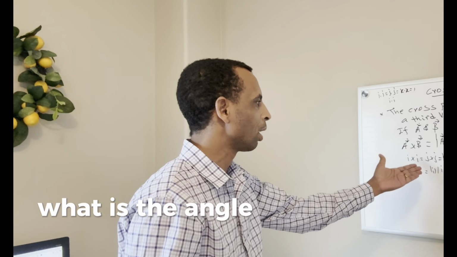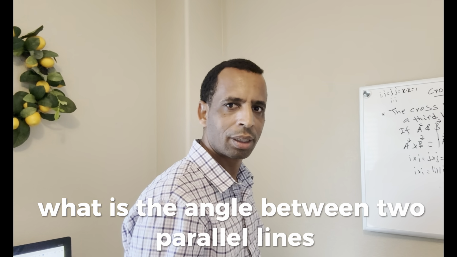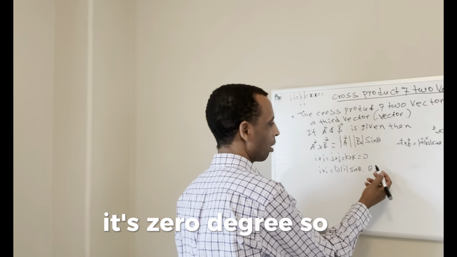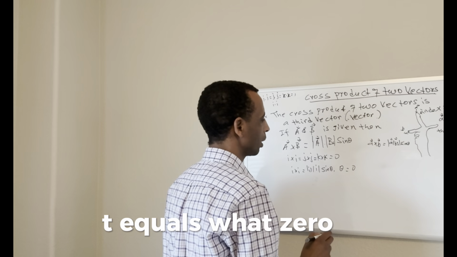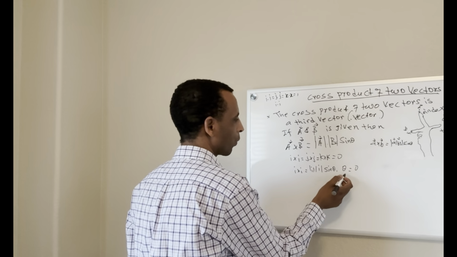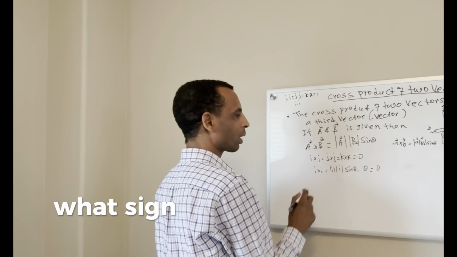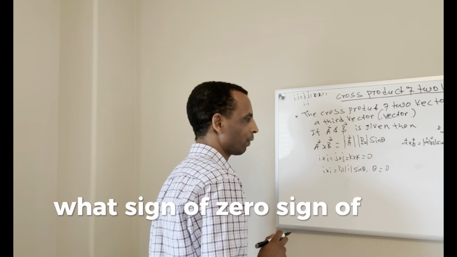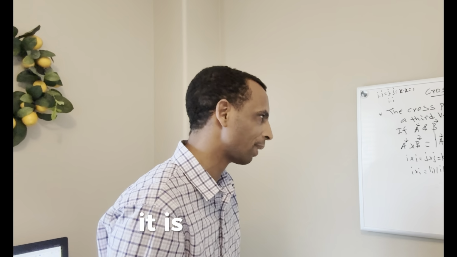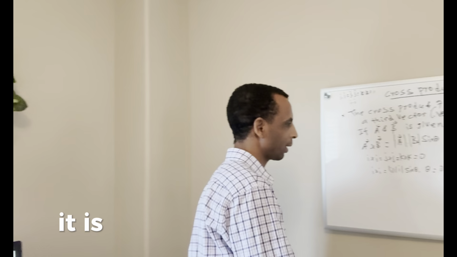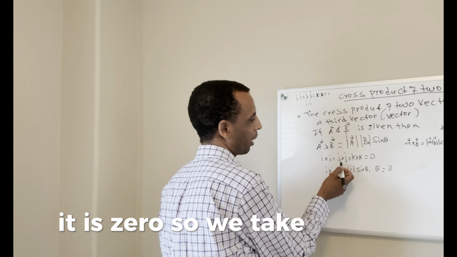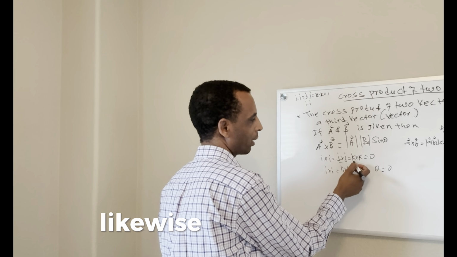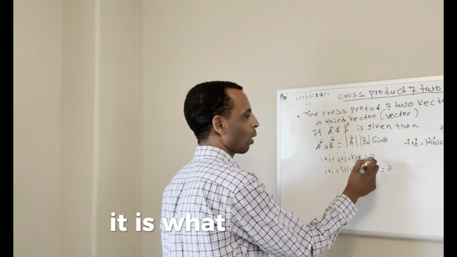What is the angle between two parallel lines? It's 0 degrees. So theta equals 0. What is sine of 0? It is 0. So we'll take this one. Likewise, take this one. It is 0, or it is the same.